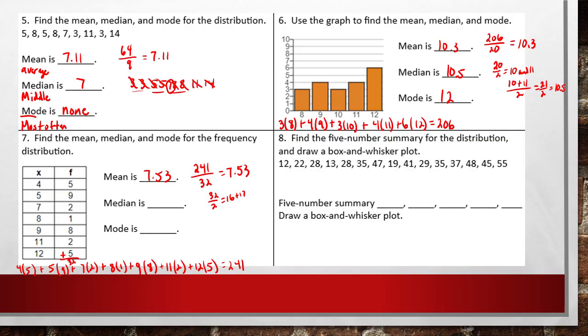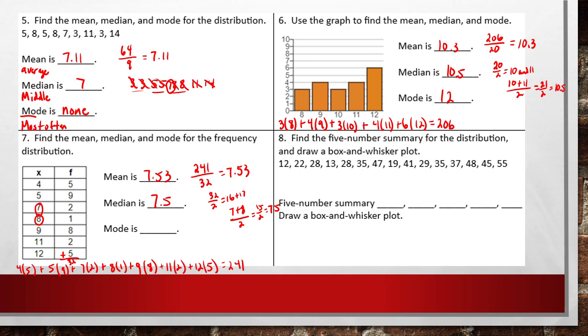The 16th number would be a 7, and so the 17th number would be an 8. So I'm going to do 7 plus 8, add those two numbers up and divide it by 2. This gives me 15 divided by 2, which is 7.5. So that is my median, 7.5. So halfway between. And if you have whole numbers, halfway is going to be in the middle, 0.5.